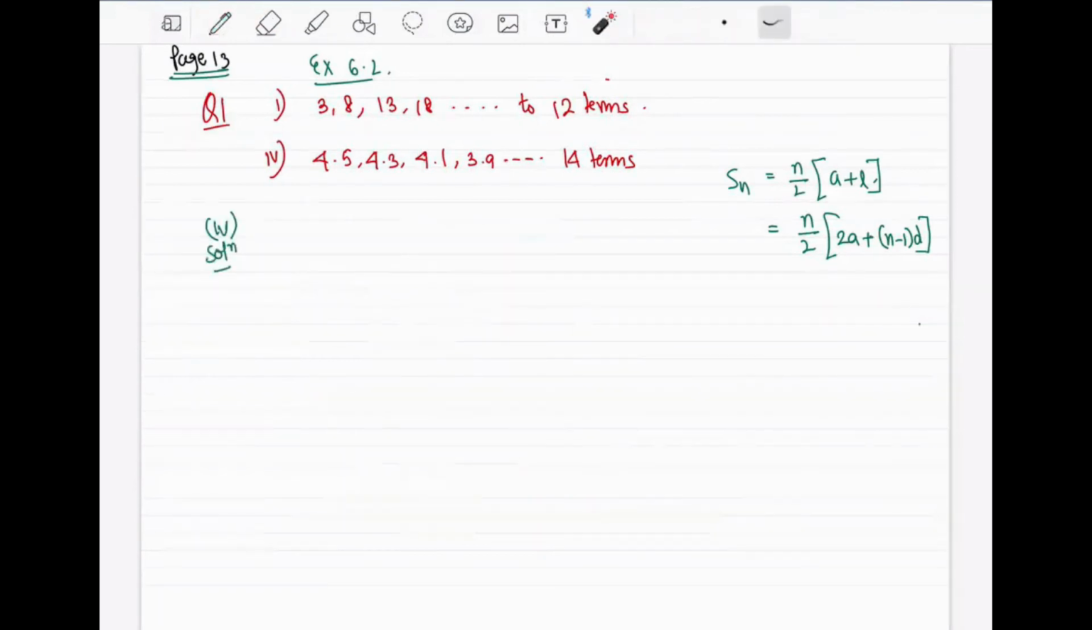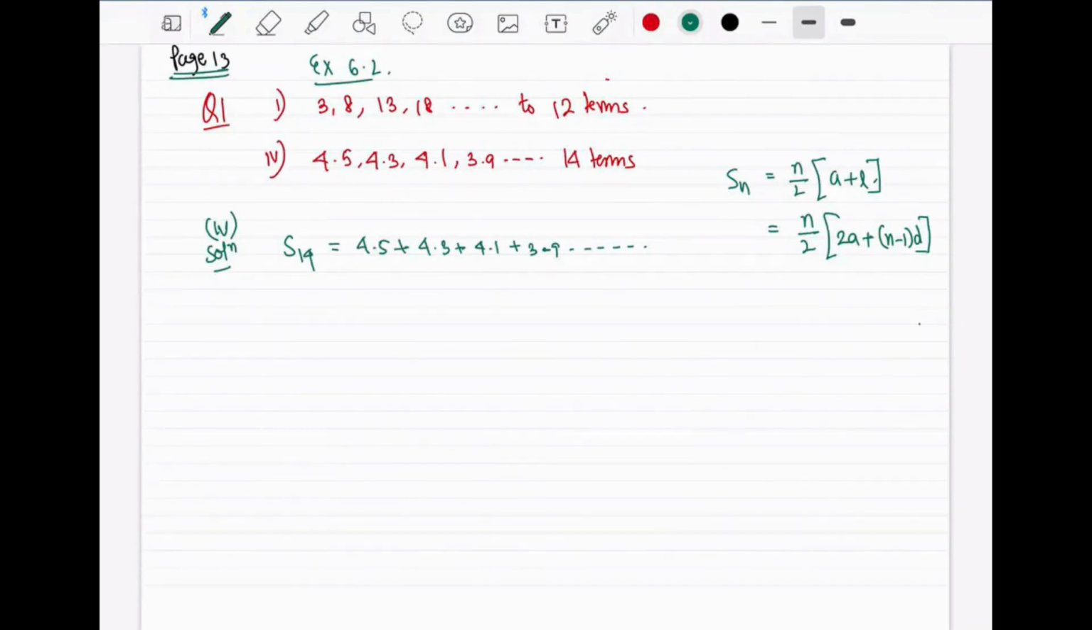How many terms, up to how many terms do we want this series to be added? Up to the 14th term. Okay, so here we will just write n is 14 because we wanted the sum to be up to 14 terms. We will write 4.5 plus 4.3 plus 4.1 plus 3.9. We don't know the last term, so we will just replace it by dot dot dot.